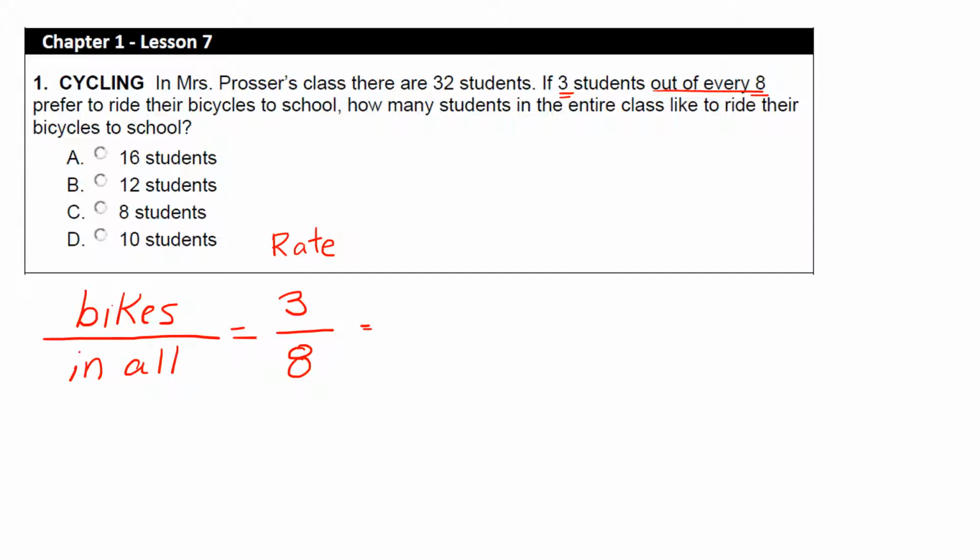Now our problem is telling us that we have 32 students in all. So you have to ask yourself, am I going to put that on the top or the bottom? Well, in all is on the bottom, so I'm going to put 32 as my denominator. All right, let's complete this equivalent ratio. How do I get from 8 to 32? I multiply times 4. I do the same on the top. 3 times 4 equals 12. So this means 12 students like to ride their bicycles to school.